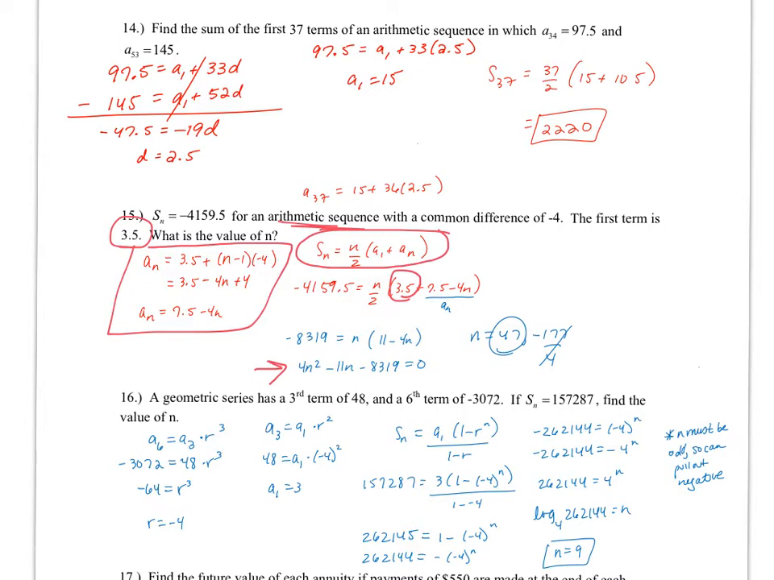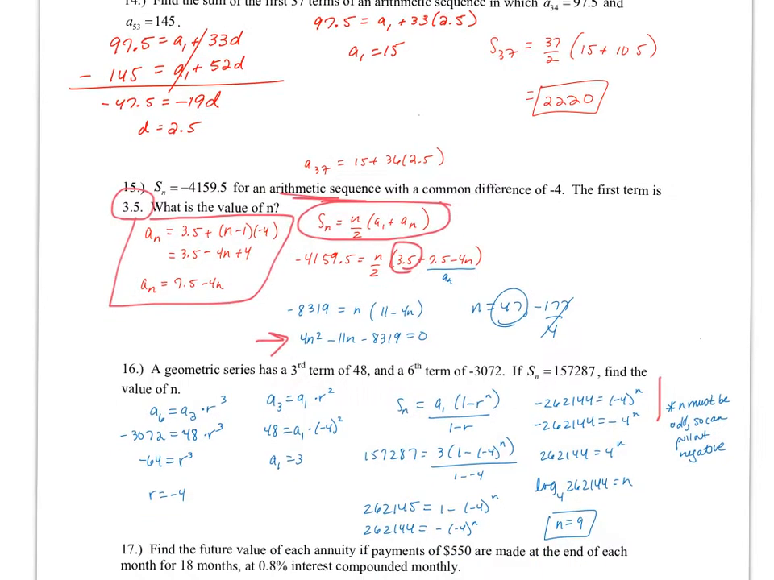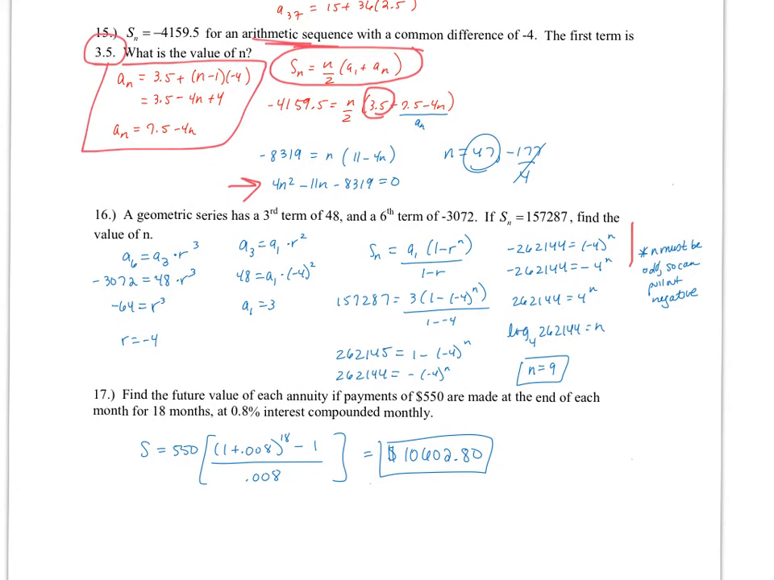Number 16 is a similar problem compared to 15, except now we are working with a geometric series. The problems with geometric series are often a little bit harder just because the formulas are more complicated, but we're going to start the same way. We're going to start with saying I need to find a finite sum for a geometric series, and then we plug in everything that we know. We know the value of the sum, we know the third term and the sixth term.